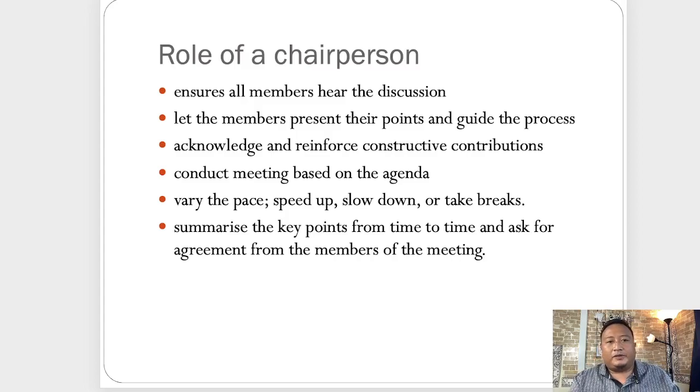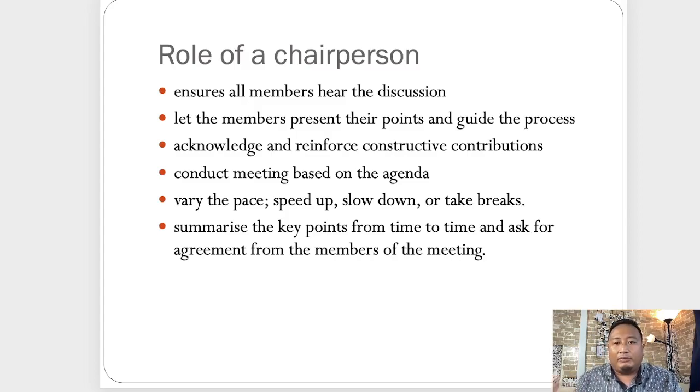So the role of the chairperson is to ensure that all group members hear the discussion, let the members present their points, and guide the process. When your group member is presenting, you need to anticipate. You need to help them. You need to encourage them to give more ideas and so on. Acknowledge and reinforce constructive contributions. Conduct the meeting based on the agenda. Don't go off track. Don't suddenly say, what are we going to eat this evening. No. This is the very real one. Vary the pace, speed up, slow down or take breaks or whatsoever according to your preferences.